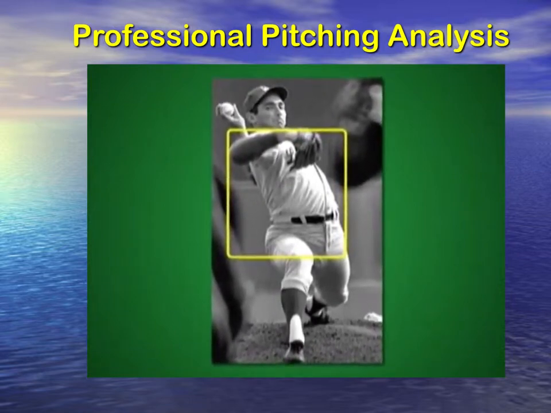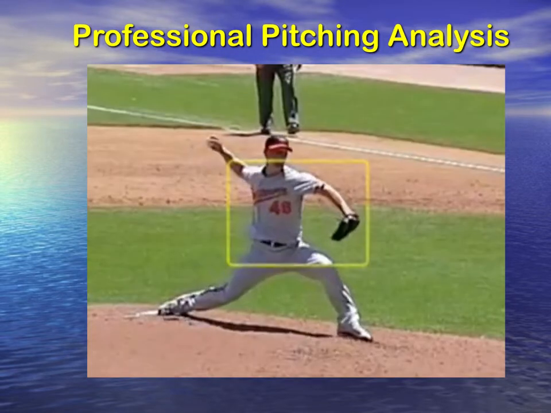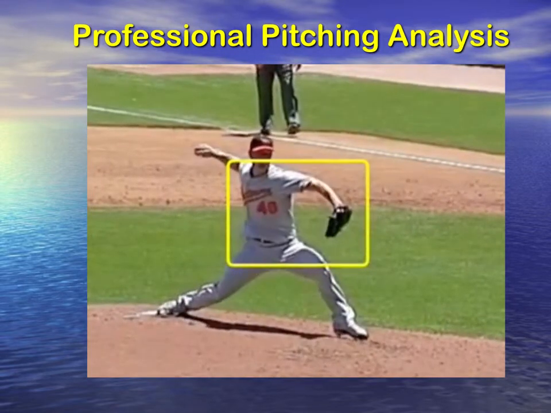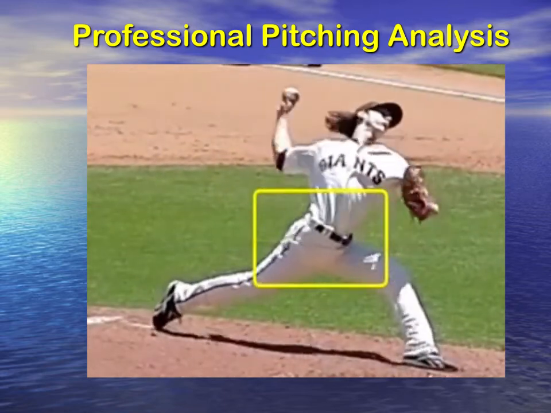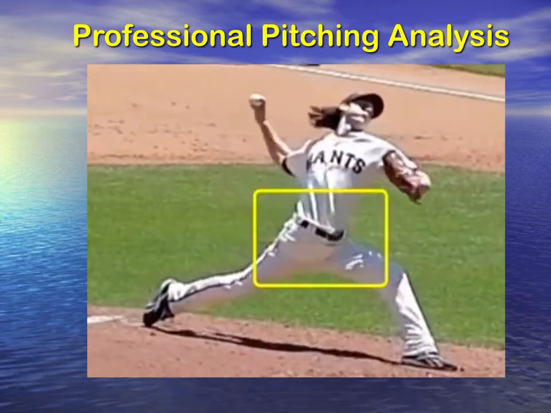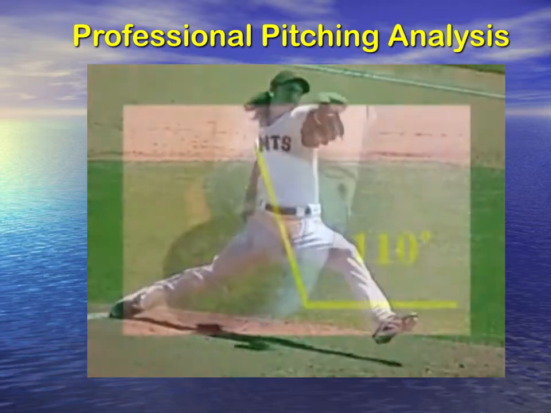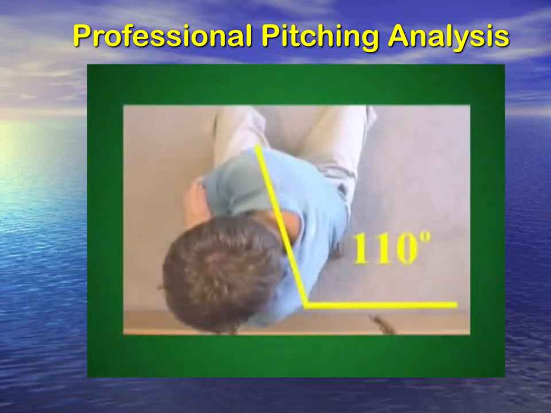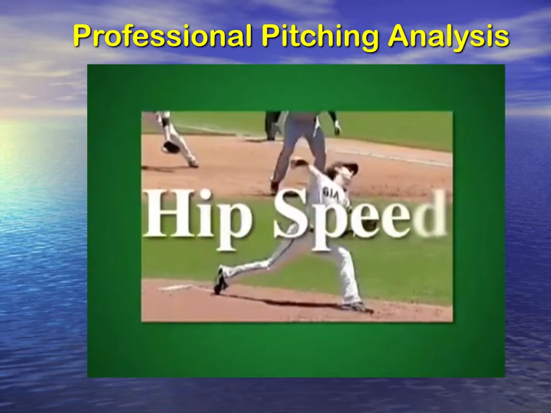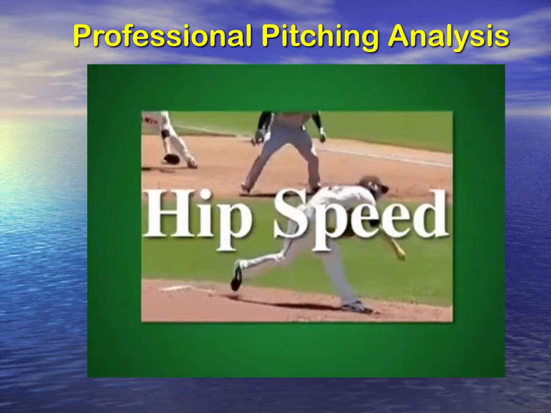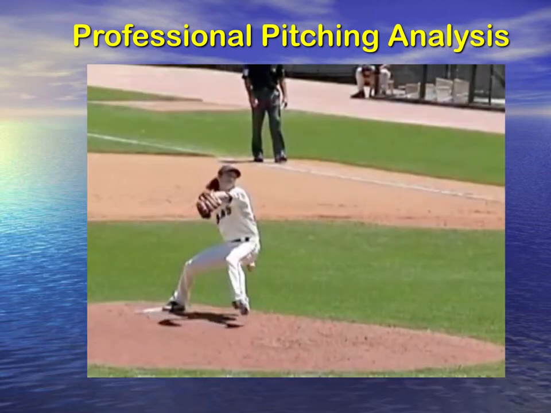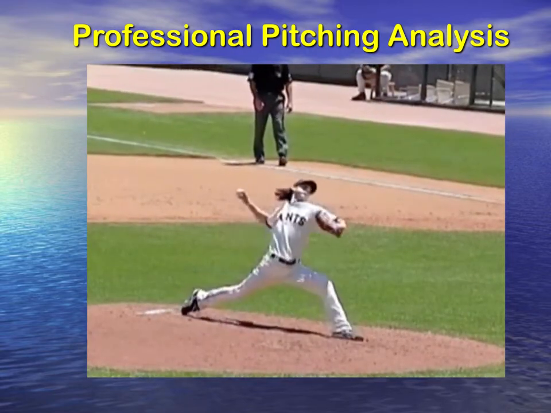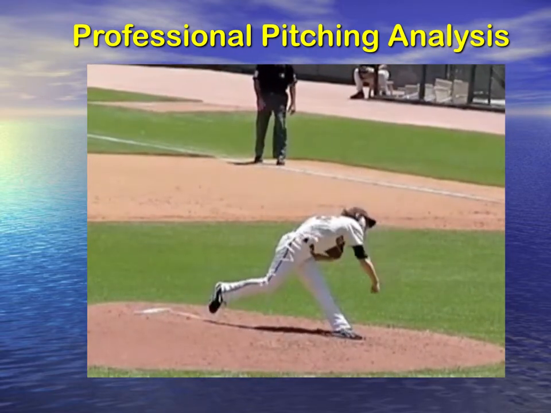Less successful pitchers tend to rotate their hips and shoulders together, as you can see here. In order to achieve this kind of separation between the hips and shoulders, you need a minimum of 110 degrees of trunk rotation. Tim has excellent hip speed because of the flexibility of his legs and hips. Hip speed is important in pitching because it takes advantage of the hidden force multiplier built into every pitcher.